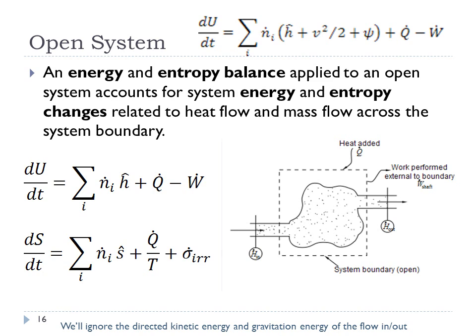So here, once again, we still have the dU/dt and the Q dot and the minus work. We're just adding one more term. And here I have that summation showing that n dot is positive if it is entering the control volume, and n dot is negative if it is leaving the system.